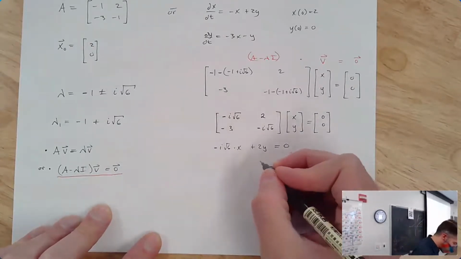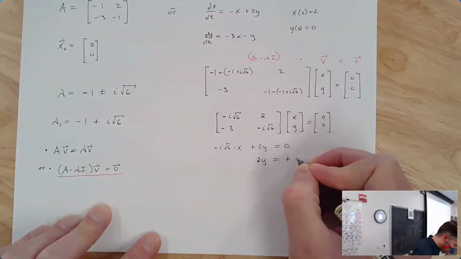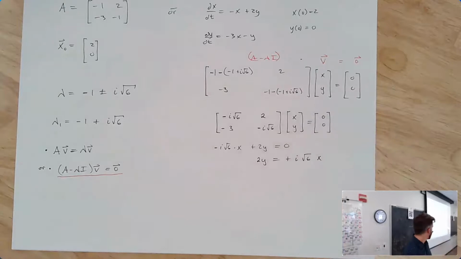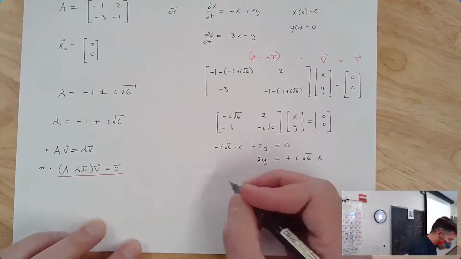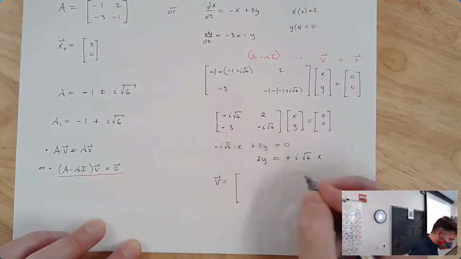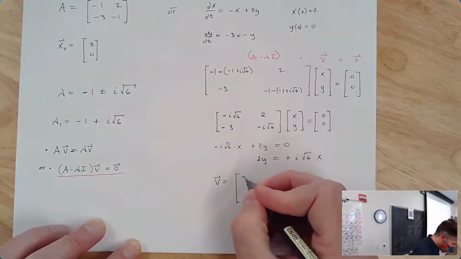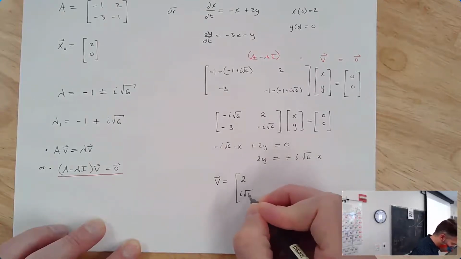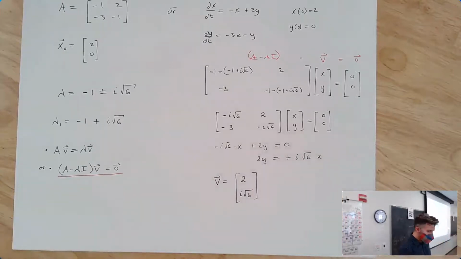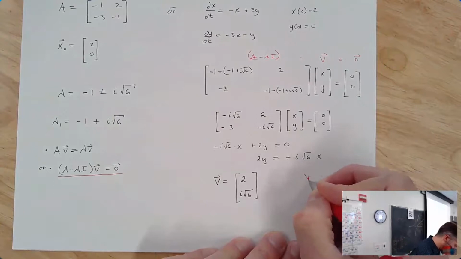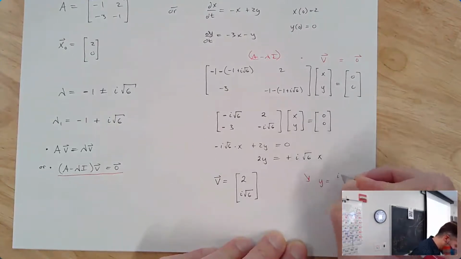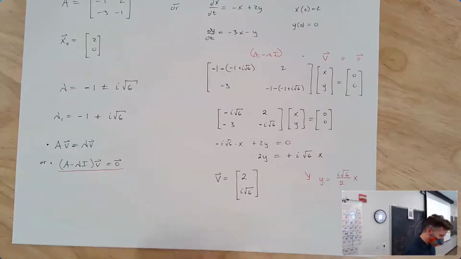Then solving for y, I get 2y equal to positive i root 6 times x. Although you could divide both sides by 2, this is the stage where I actually want to write my eigenvector. My eigenvector here is going to be, x could be 2, and y could be i root 6. You could also solve for y and say y equals i root 6 divided by 2 times x. Then x could be 2 and y could be i root 6, or x could be 1 and y could be i root 6 over 2, but that seems like not the right choice to make.